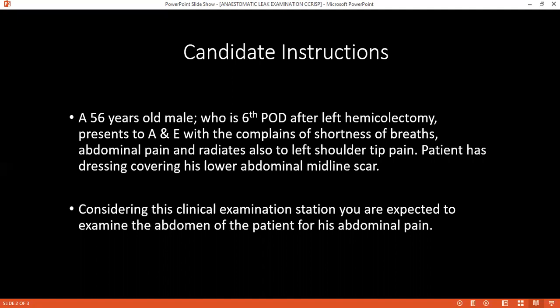Okay. Considering this case, what are the things that you will not do if you compare this CRISP case with the pulmonary embolism CRISP case? So what are the things you'll not do? I'll not examine the patient from the back because the patient can't sit. Yes, and you'll not be taking the pulse and the blood pressure because it will be provided in the chart. Yes. All right.